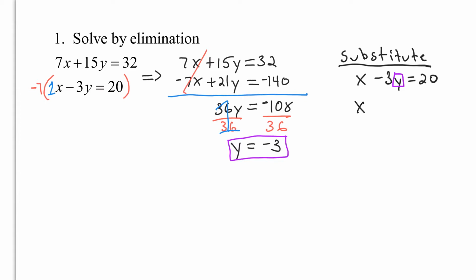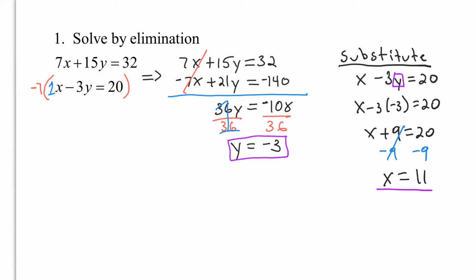So we have x minus 3 times -3, and we have 20. You multiply -3 times -3, that's 9. And you solve for x. Subtract 9 from both sides. So the x value is going to equal 11.